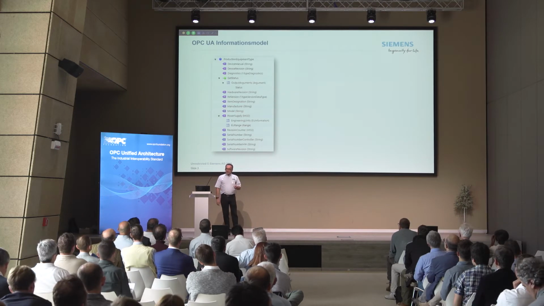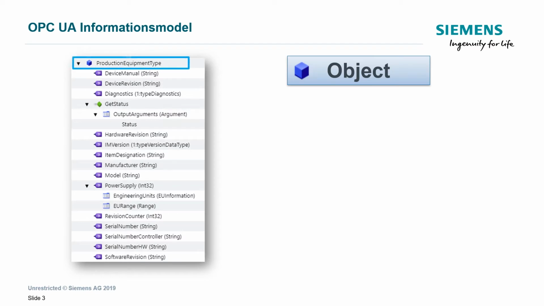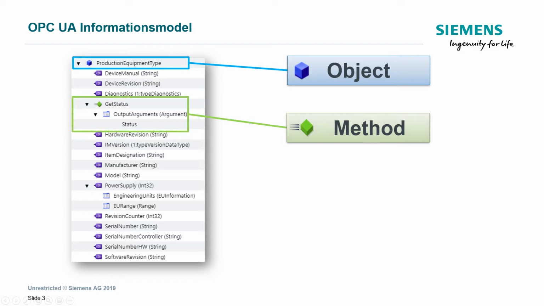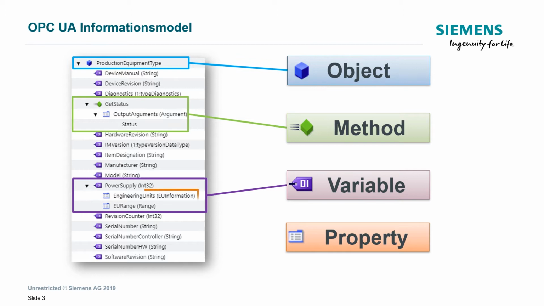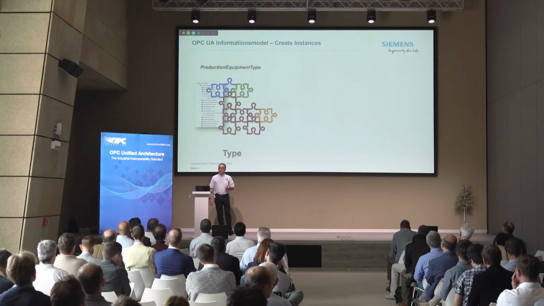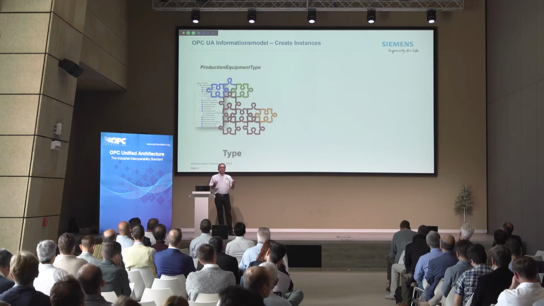If you have the types, then you see there is an object maybe here. There you have a method assigned, then a variable assigned, and also a property inside. And in my PackML slides I said you can have engineering units, which is a property of a variable, for example. Then you have your production equipment type, I call it like that. It could also be the PackML base object type, or the admin object type, whatever.